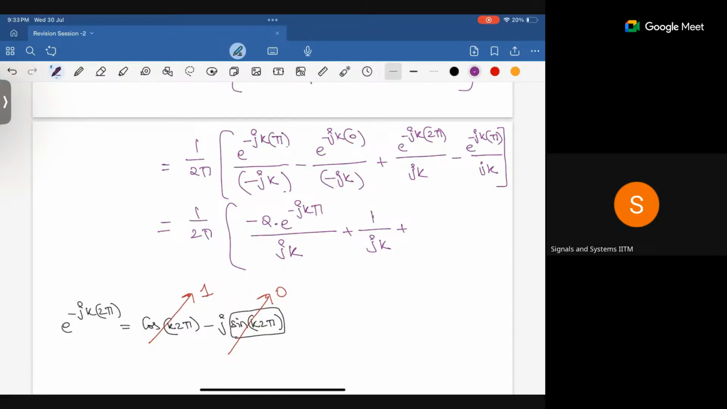So if I add 1 by jk with 1 by jk, this will be 2 by jk. And the 2 and 2 will get cancelled. And the result will be 1 minus e power minus jk pi divided by jk pi. Okay, so that will be the solution.